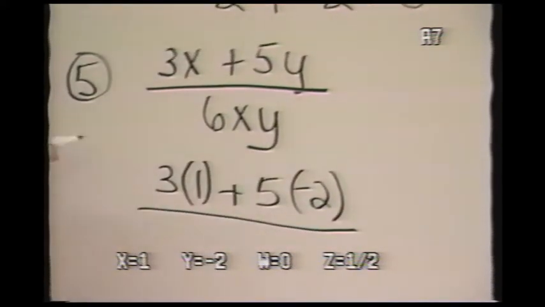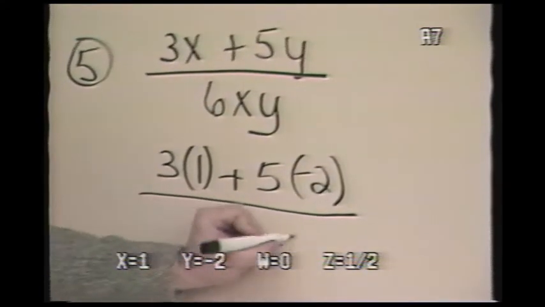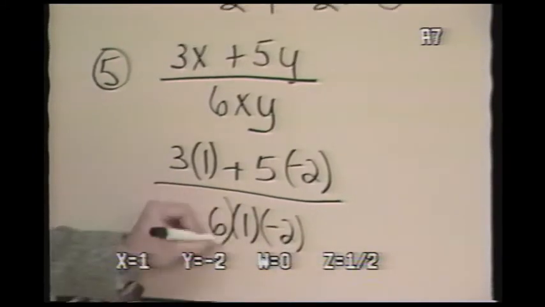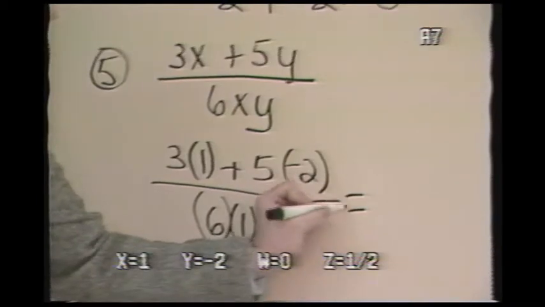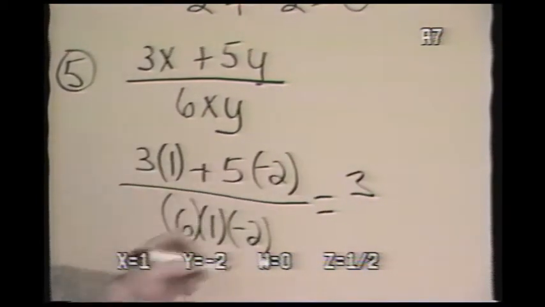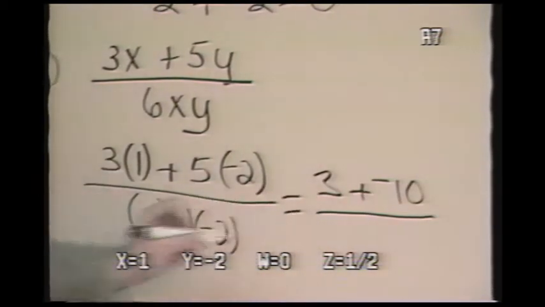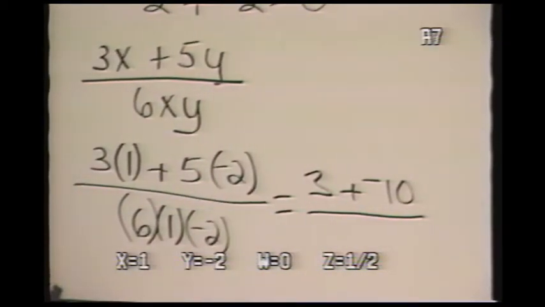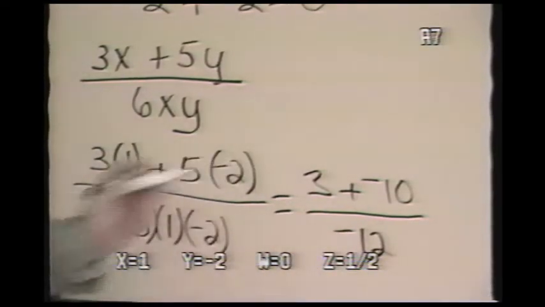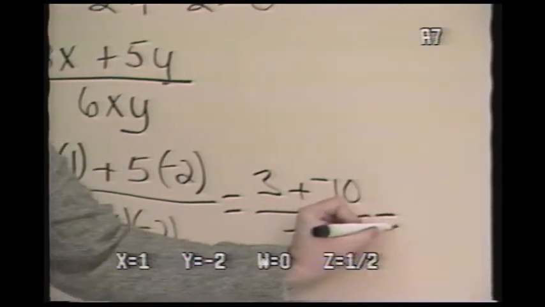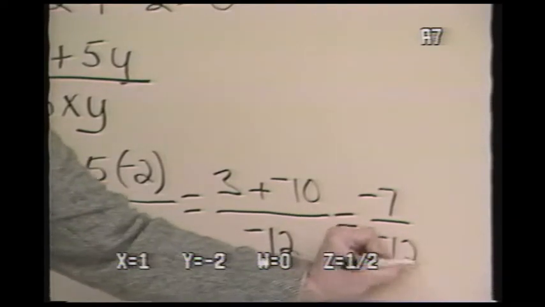Putting it all over 6xy, which will be 6 times 1 times negative 2. So let's go. 3 times 1 is 3. 5 times negative 2 is negative 10. We're going to have 3 plus negative 10 over 6 times 1, which is 6, times negative 2, which is negative 12. And 3 plus negative 10 over negative 12 is going to equal negative 7 over negative 12.